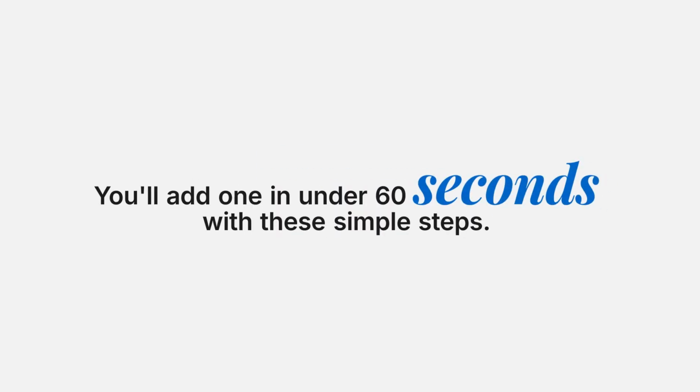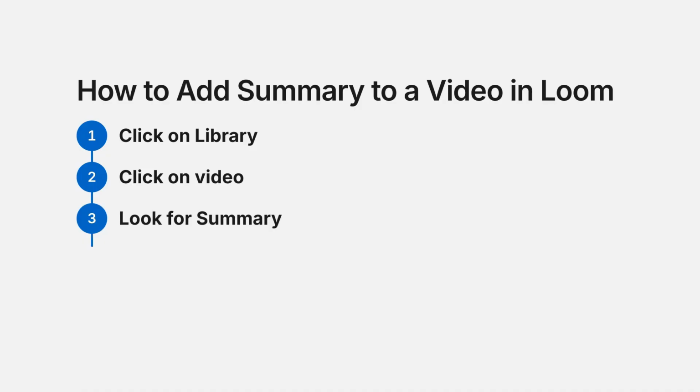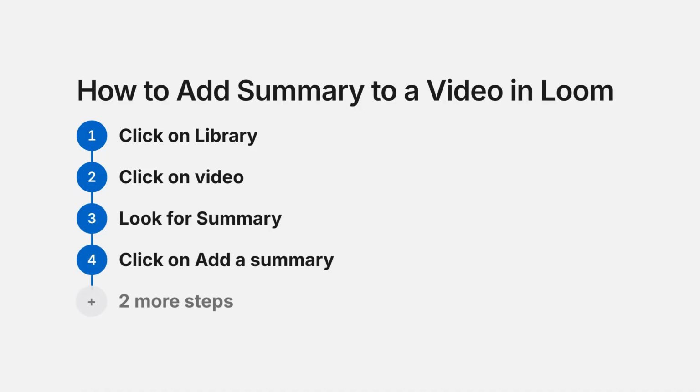Can't find where to add a summary in Loom? You'll add one in under 60 seconds with these simple steps. We'll open your library, pick a video, locate the summary section, type your summary, and click to save. Let's dive in.